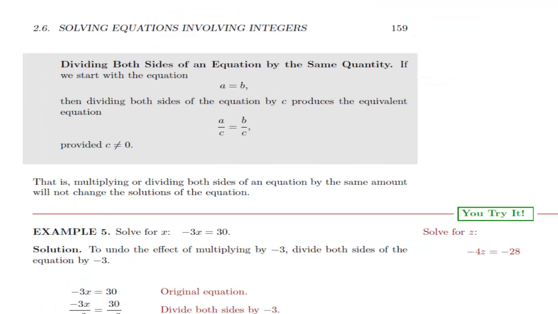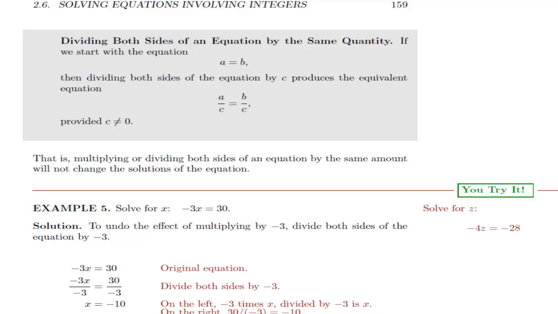Dividing both sides of an equation by the same quantity: if we start with the equation a equals b, then dividing both sides of the equation by c produces the equivalent equation a divided by c equals b divided by c, provided c is not equal to 0.